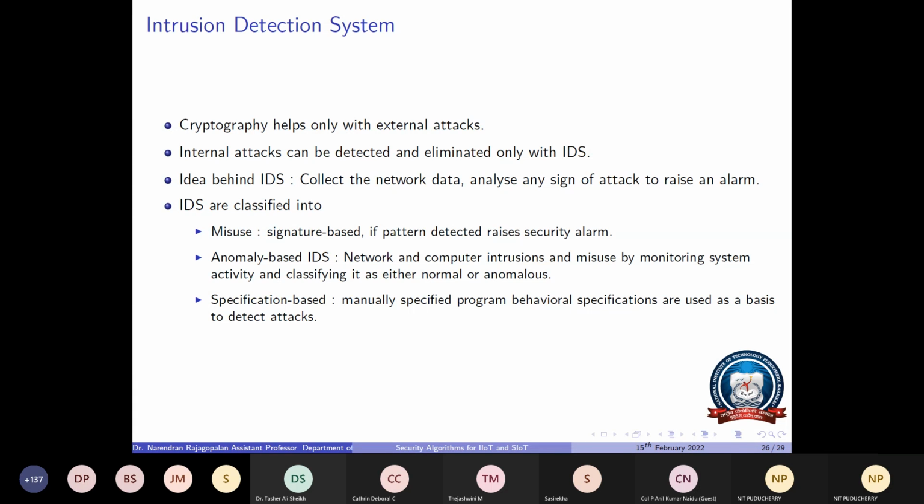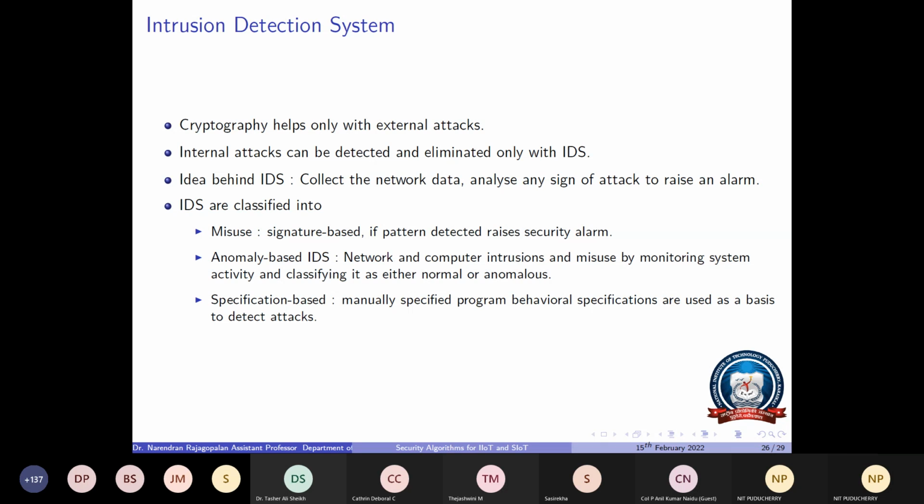An internal attack, where a node which belongs to your own network performs maliciously, is something which cannot be addressed by cryptography. So we have something called the intrusion detection system, which tries to observe the functionality of a particular node, collect data, analyze the data, and raise an alarm for it. Basically, intrusion detection systems, along with cryptography, try to give you a complete two-tier solution for any security aspect.